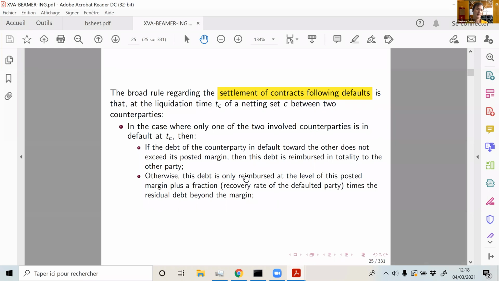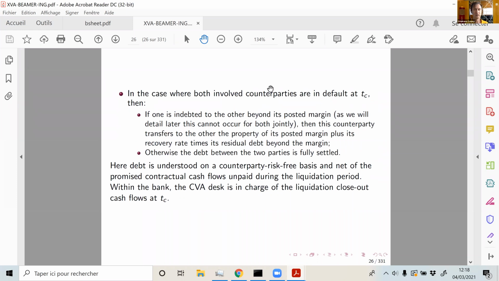Otherwise, this debt is only reimbursed at the level of the posted margin plus the recovery fraction of the residual debt beyond the margin. If now both parties are in default, then what happens, as I will see later, is that it cannot be that each of them is indebted to the other beyond the posted margin. So it's only one of the two, at most, that can be indebted to the other beyond its posted margin. And then the rule is that this counterparty will transfer to the other the property of its posted margin plus its recovery rate times any residual debt beyond the margin.